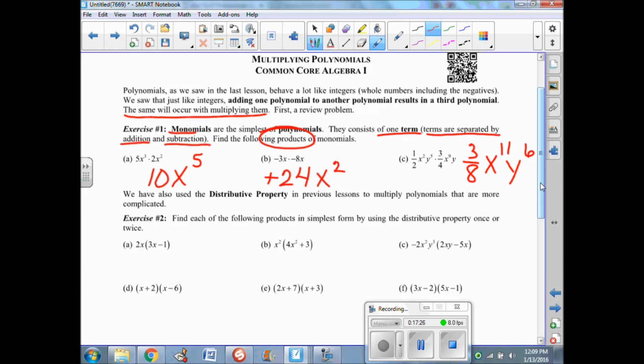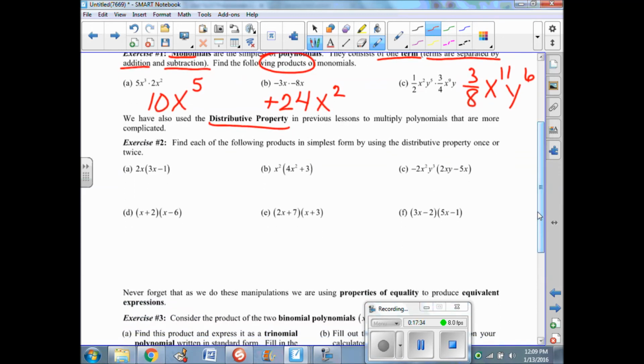We also use the distributive property. So we're going to now use the distributive property with our monomials and polynomials. Find each of these products. So again, let's distribute this 2x. What is 2x times 3x? It's 6x squared. As you're multiplying, you have to remember to add those exponents. And 2x times negative 1 is negative 2x.